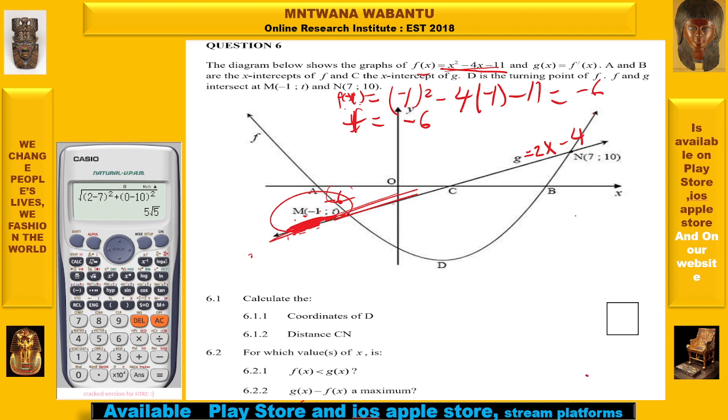Let's subtract now and then finalize the maximum thing. So you can get the maximum if you subtract. Okay. So f of x minus g of x. F of x minus g of x. Oh, they say g of x minus f of x. I'm sorry. G of x. Okay. What is g of x? G of x is 2x minus 4.